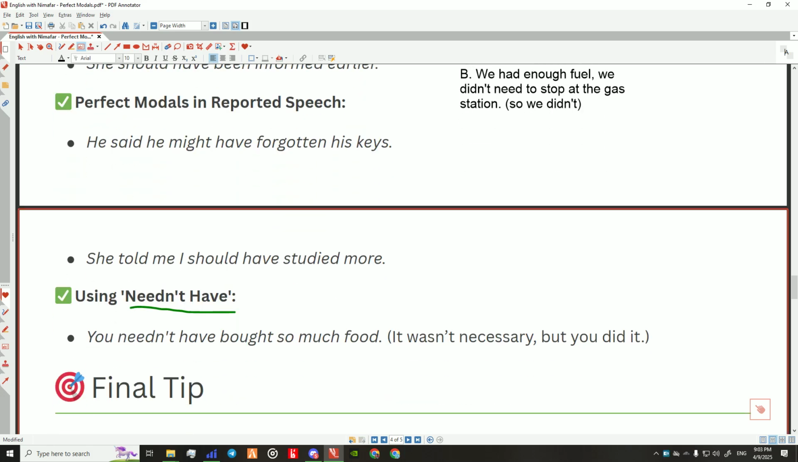Here, needn't have. Look at this one, another example. You needn't have bought so much food. It wasn't necessary, but you did it.